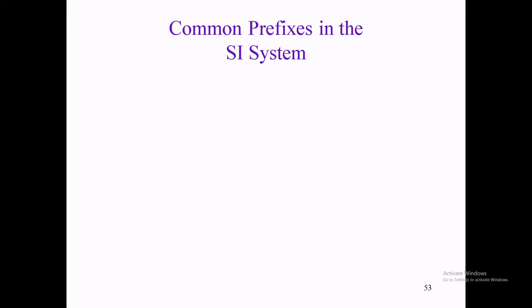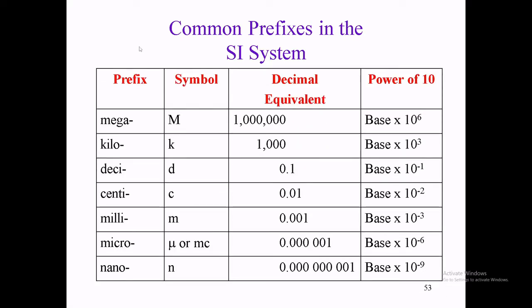Let's talk about some of the common prefixes in the SI system. We have mega, symbolized with a capital M, which is 1 million of the base unit, or the base times 10 to the 6. We have kilo, with the lowercase k, that's 1,000. Deci is a tenth. Centi is 1/100th. Milli is 1/1000th, micro is 1/1,000,000th, and nano is 1/1,000,000,000th, or base times 10 to the -9.